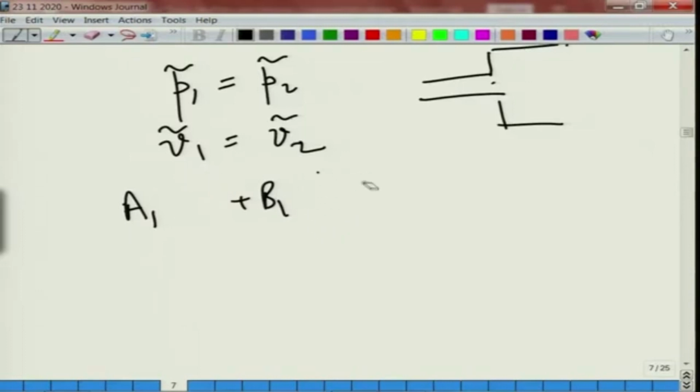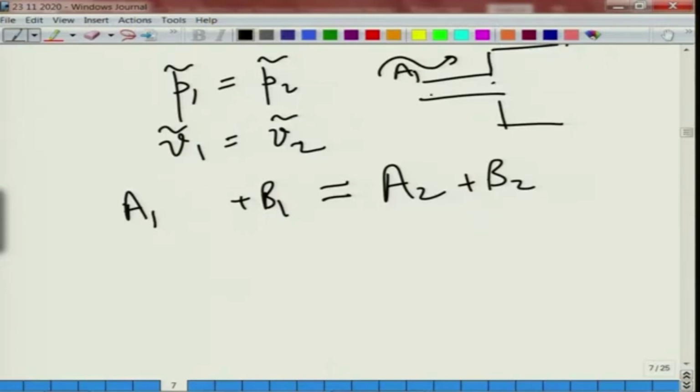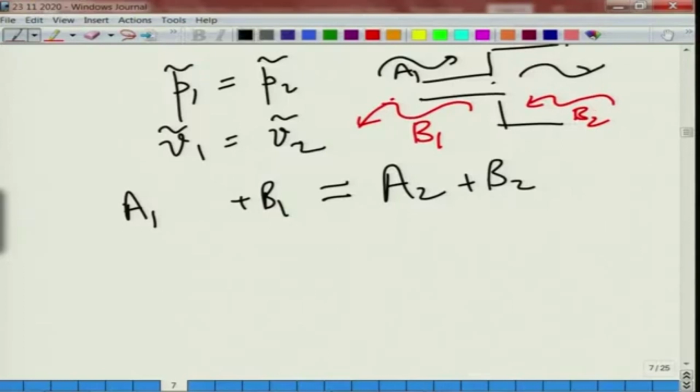So this will be equal to A2 plus B2. So this is A1, and the wave that goes in this direction, reflected back, is called B1, and the waves that are transmitted are called A2 and B2. So A1, A2, B1, B2.